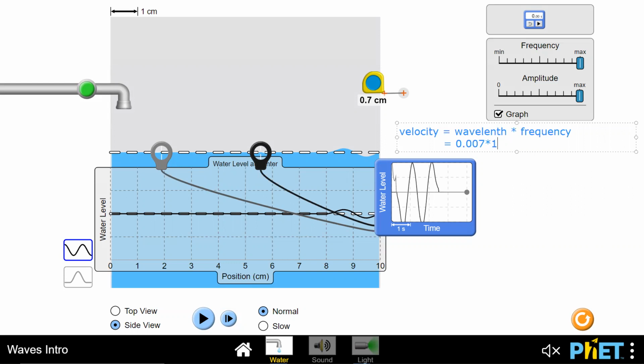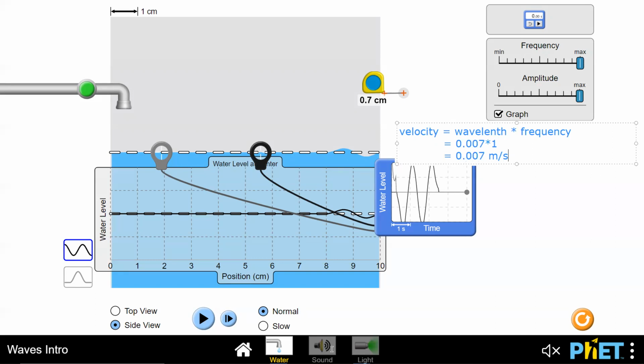0.007 meter per second. So this is equal to 0.007 meter per second. So this here is the velocity of the water wave, and this is reasonable. This is a small value and it is reasonable. Water waves do not move that fast. Okay, now let's check the same thing with the sound wave.